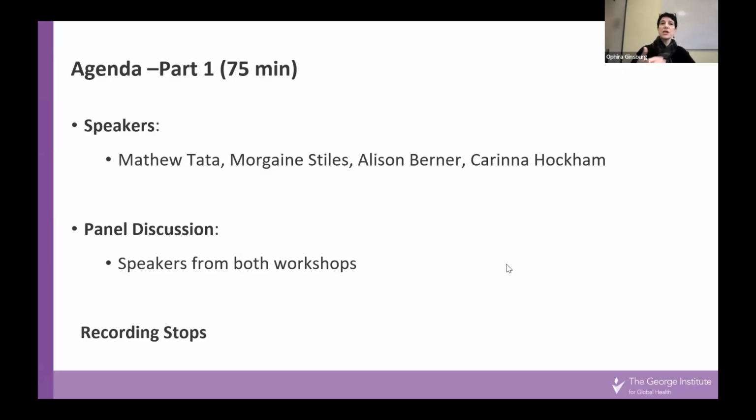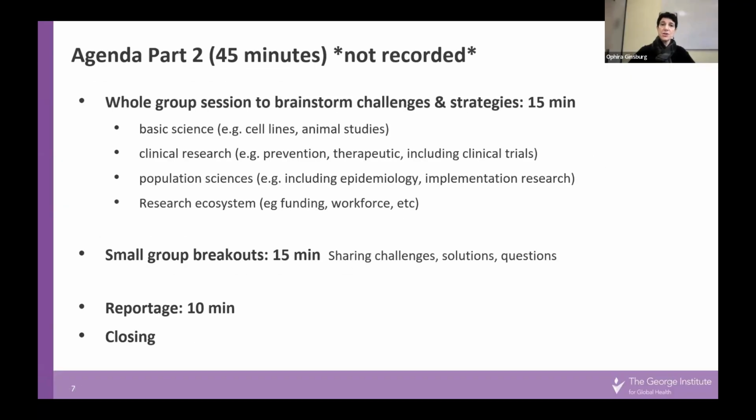And in the second part of the agenda, we will have a moderated session by my colleagues Alice Witt and Carinna Hockham. This part will not be recorded. We'll do a brainstorm that includes whiteboard, etc. And we will cover more or less 4 main domains, and we'll follow that again in small breakout group sessions as well: basic science, clinical research, population sciences, and the whole research ecosystem that isn't otherwise covered in those domains. And we'll have a whiteboard with those categories and start to crowdsource from all of you some challenges.